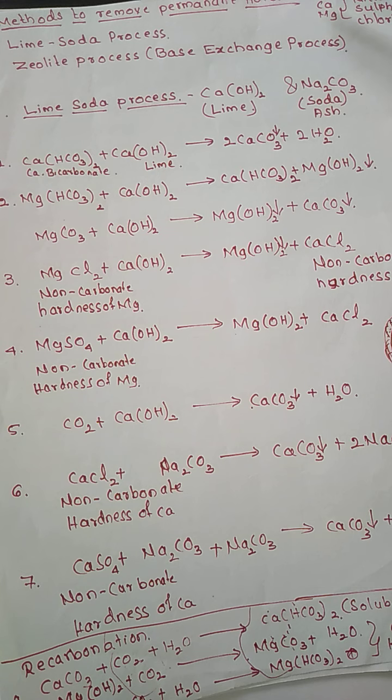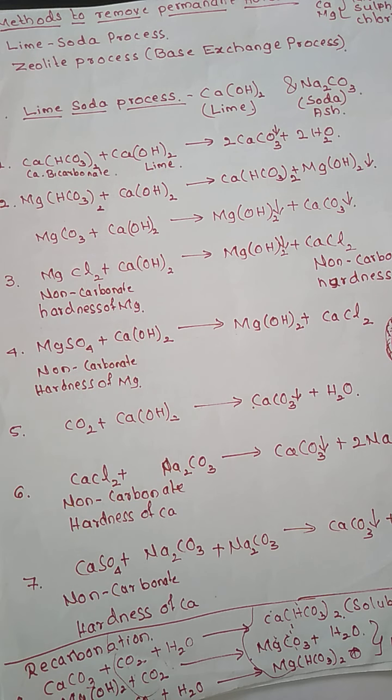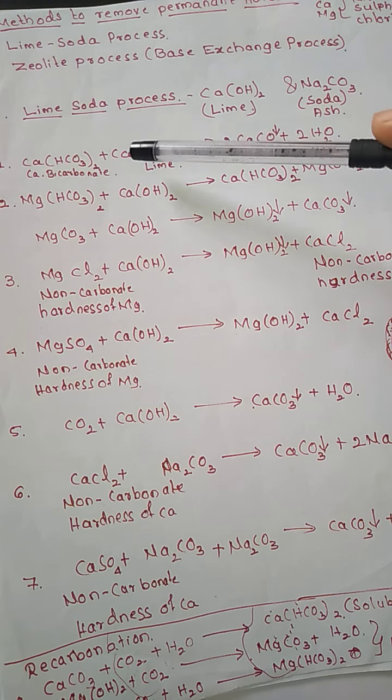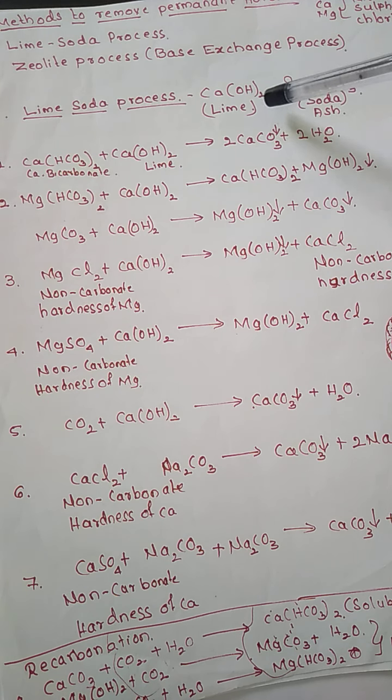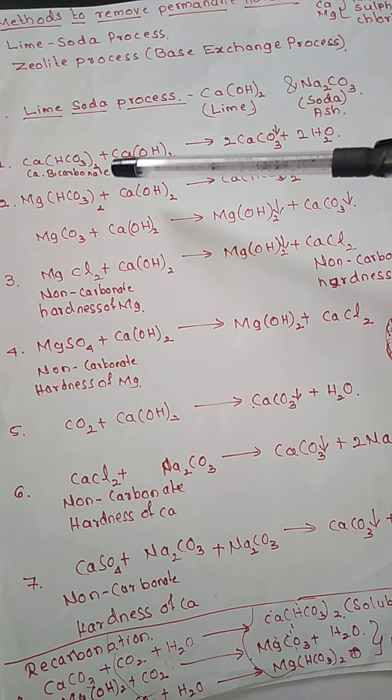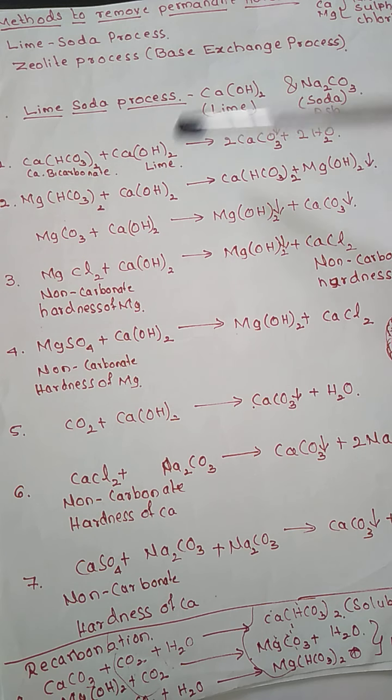Now for removing permanent hardness, we have the lime soda process, which has all these reactions. These reactions we have already discussed in detail. When calcium bicarbonate is there and we add lime water to that, it is going to form CaCO3, which is a precipitate, and it gives you H2O. Then magnesium bicarbonate with Ca(OH)2 forms calcium carbonate, and magnesium hydroxide is going to settle down at the bottom.